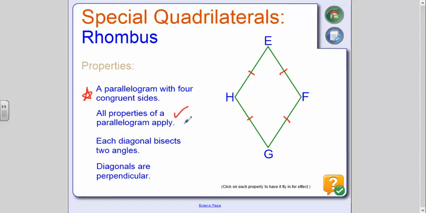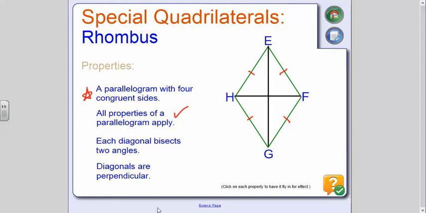Now, the diagonals will also continue. So the diagonals, when you make them, are going to bisect each other because that's a property of the parallelogram, and it's the same for the rhombus. But in addition to just bisecting each other, they also bisect the angles.